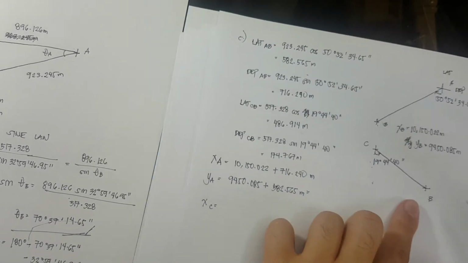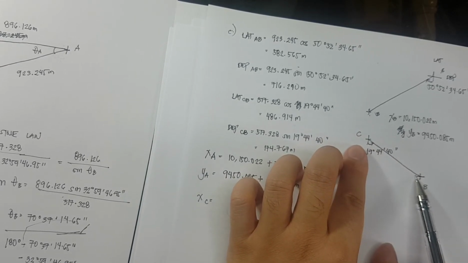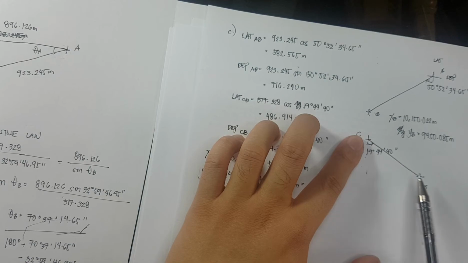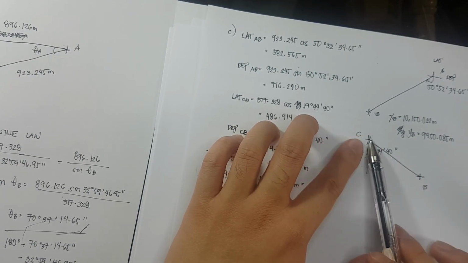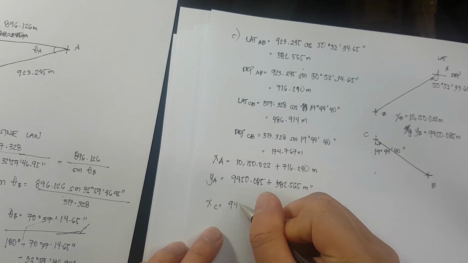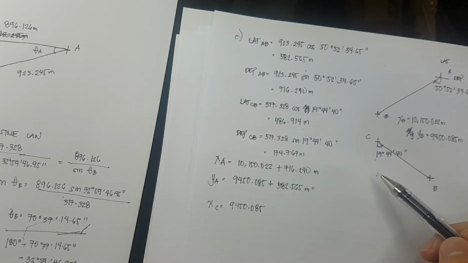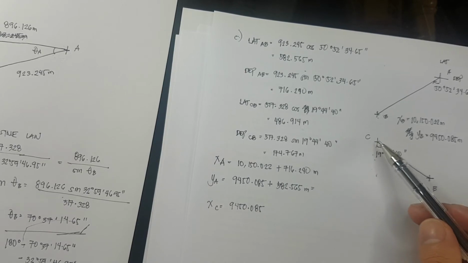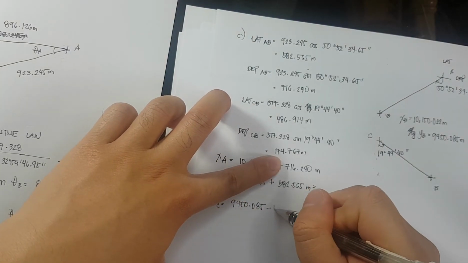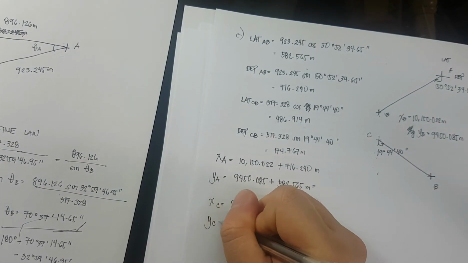Next, we have x sub C. Now, this is point B. Is the departure of C to the right of B or to the left? Pag nasa left siya nung reference natin, which is si B, isusubtract natin yung departure. So, ito si B and the coordinate of B is 9,450.085 and nasa left yung departure ni C. Therefore, we're going to subtract. So C is minus 174.767 meters.